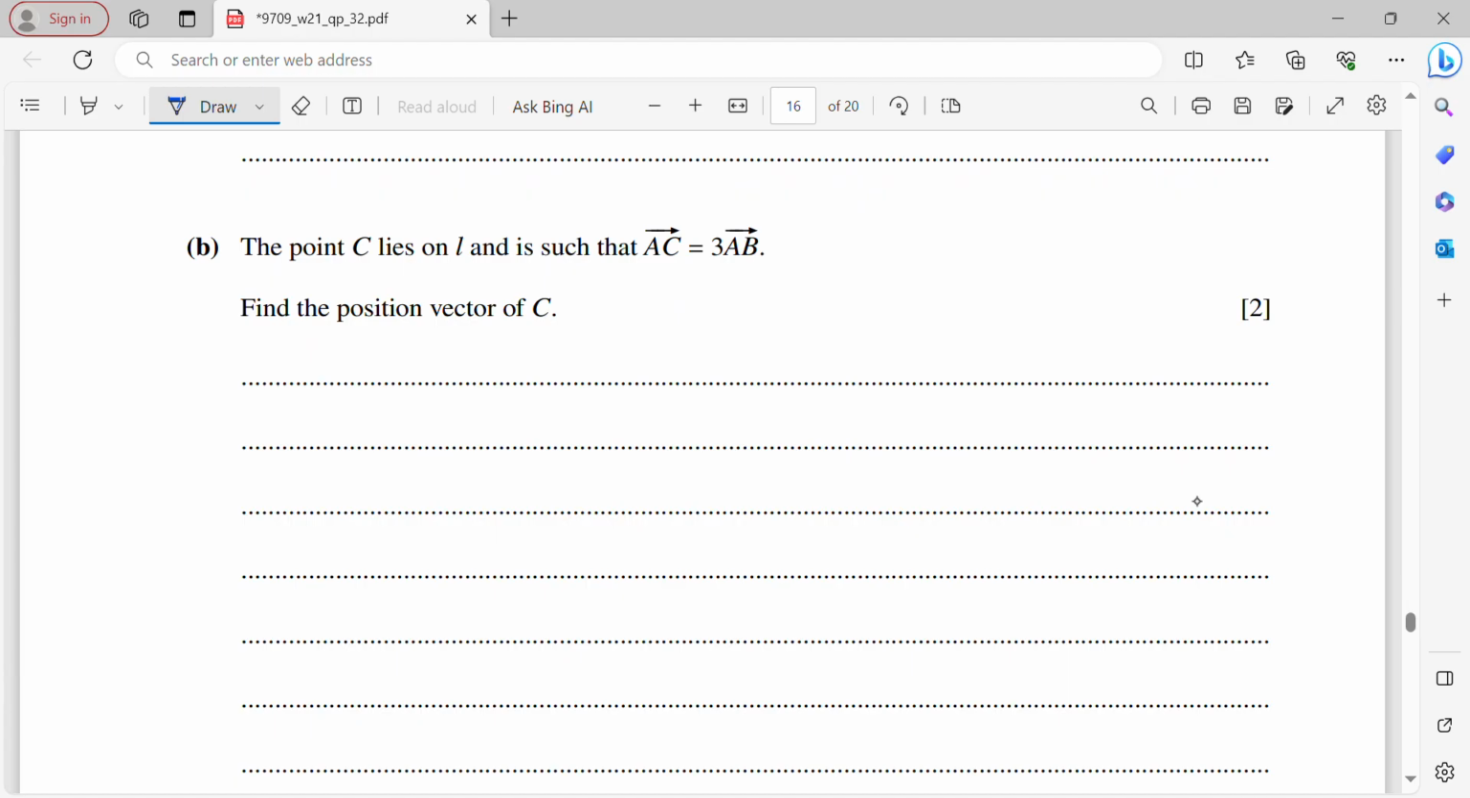Okay, now part B. The point C lies on L such that AC is 3AB. Find the position vector of C. So since C lies on L, that means OC is same as the r. So now, basically, you need to find C. No need to use this. I can just directly solve this equation. So I will write AC equals to 3AB. So vector AC is vector OC minus vector OA. Then it will be 3AB. AB just now we have found.